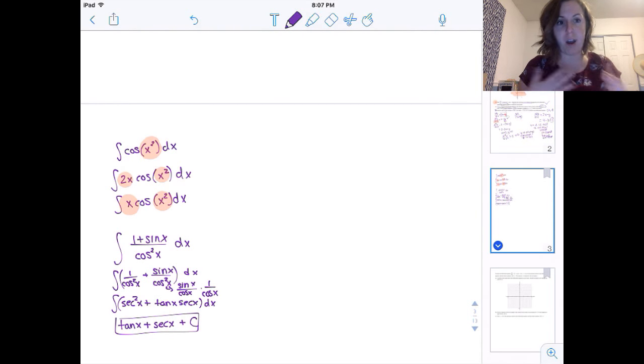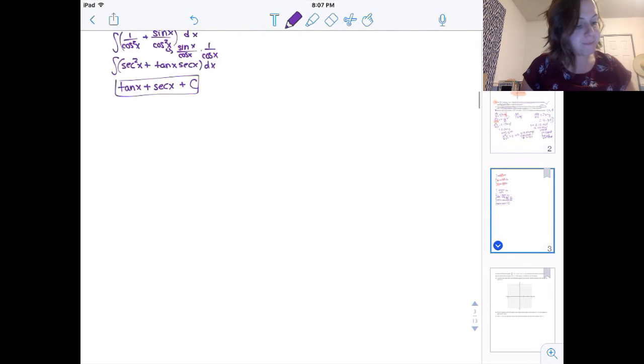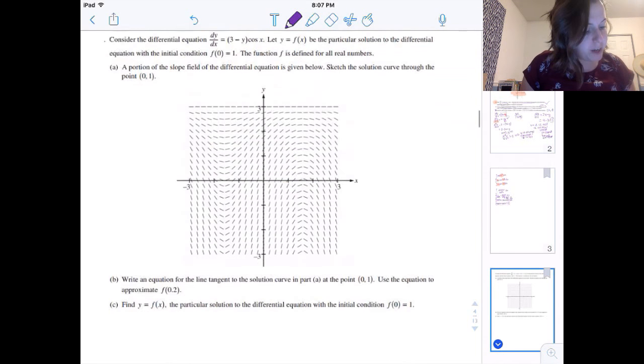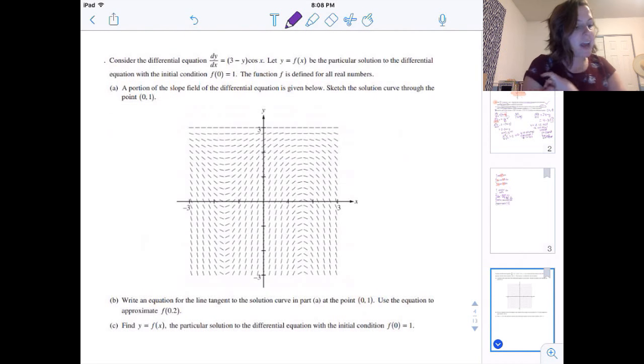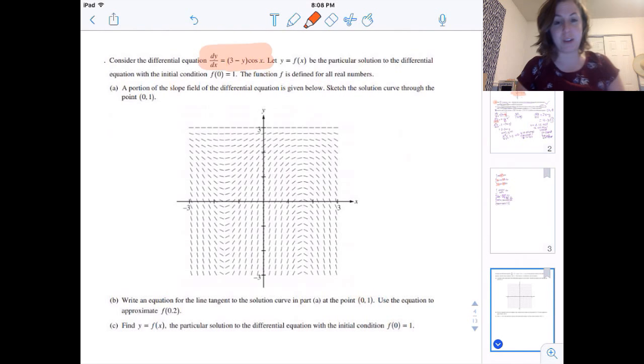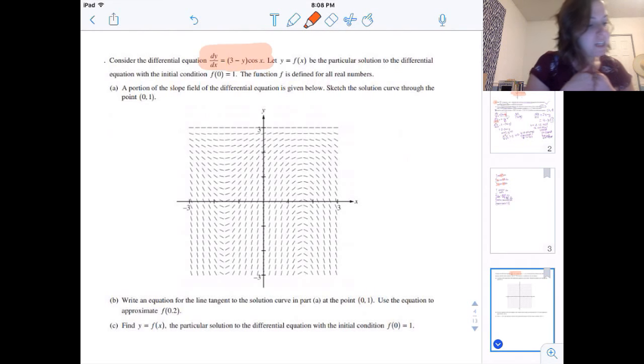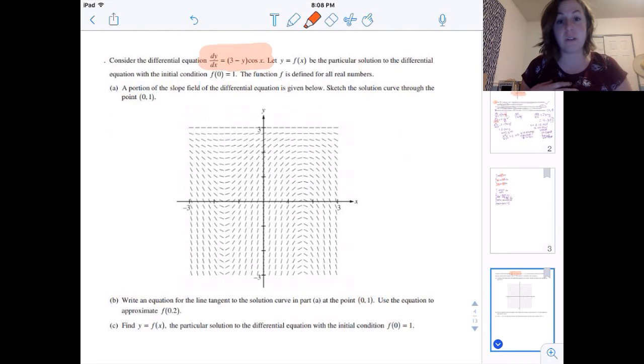Okay. So we're going to do another one that looks like this, and this one involves a slope field. We're going to go ABC through this. And then we're going to get into some more application-based ones, like the word problems with the dumping or the potato or whatever. So consider the differential equation. Hey, they tell you it's a differential equation. That's good.